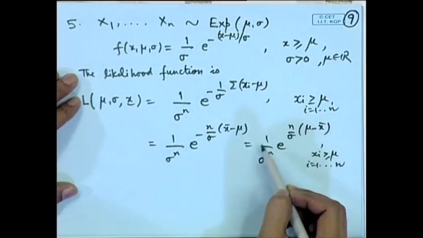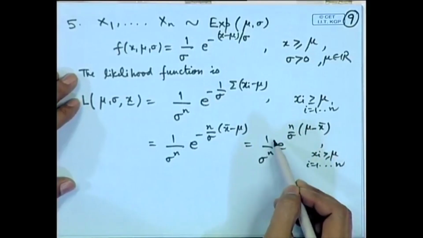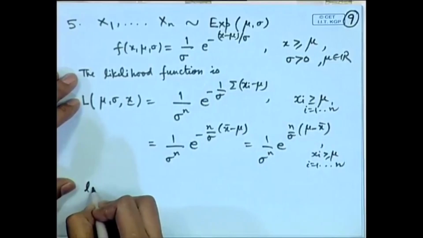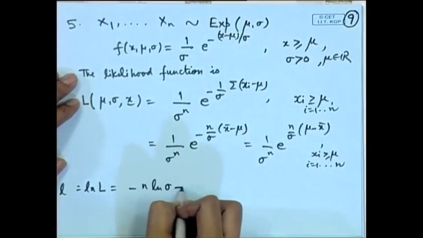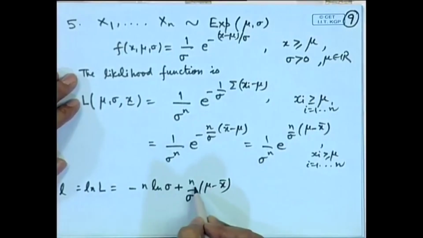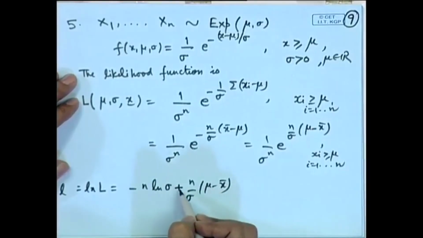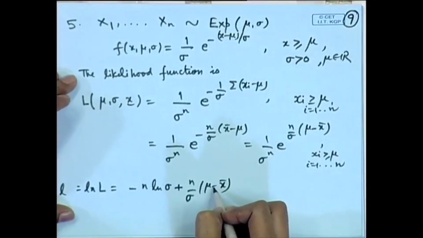Now, if we want to maximize this function with respect to mu, the likelihood equation and then derivative will not give a result like in the uniform case, because the log likelihood function is minus n ln sigma plus n by sigma mu minus x bar. You can see here, if I differentiate with respect to mu and put equal to 0, I get an absurd result. With respect to sigma we can do that, but for finding the maximum likelihood estimator with respect to mu, we can use a direct argument.